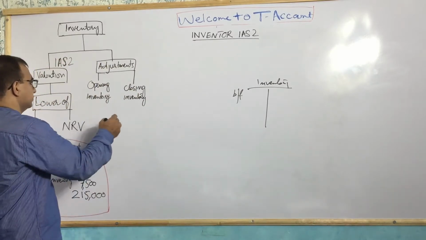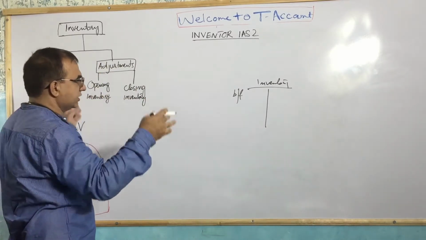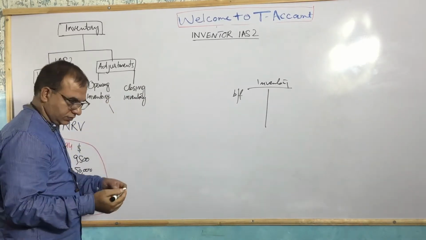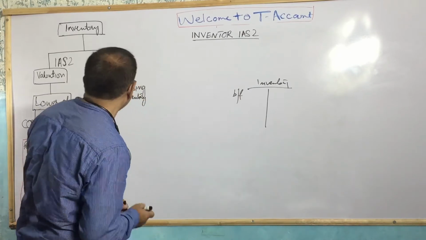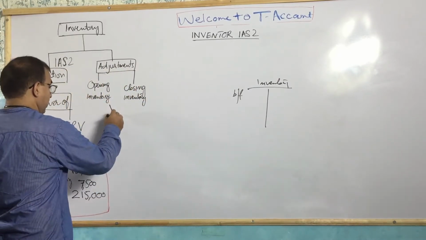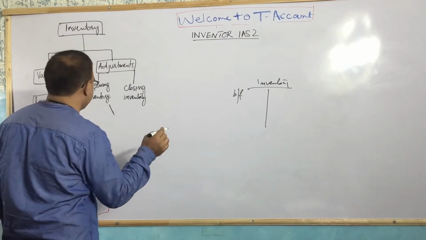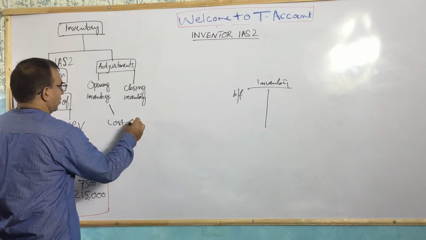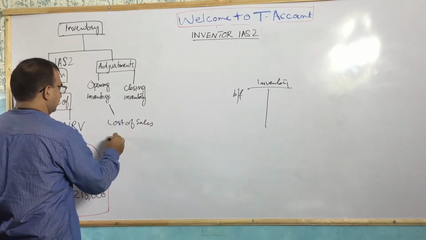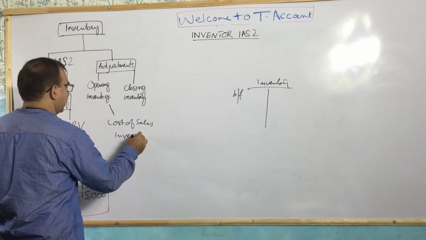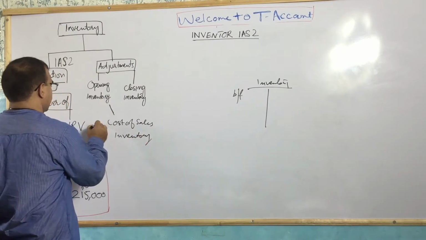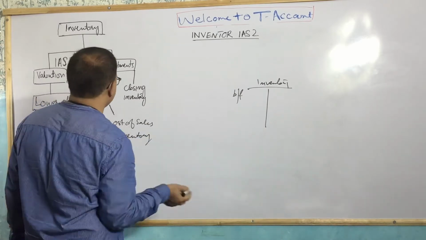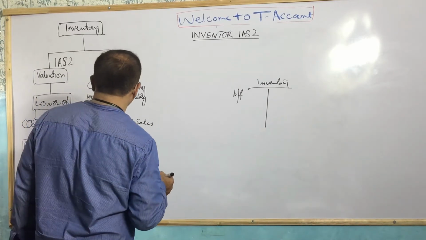All these details are given in your book as well. Opening inventories, we transfer that cost to the cost of sales. Cost of sales to inventory. This inventory is opening inventory, so this is transferred to cost of sales.